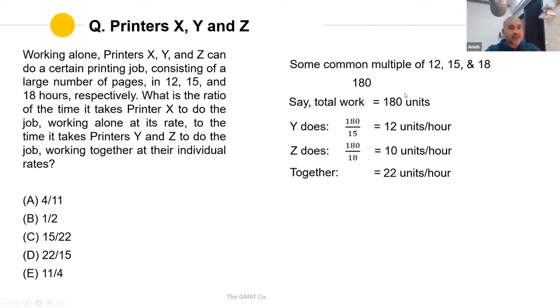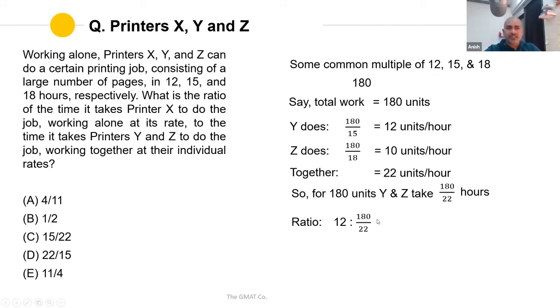So in order to finish off 180 units, how long would they have taken? For 180 units, Y and Z together would take 180 divided by 22 hours. That's the time. Now what we need to figure out is the ratio. So ratio of X's time remains 12 hours only. I don't need to actually worry about X and do anything with X. Right? Because end of the day, what I need to figure out is the ratio of the times. So I already have X's time of 12 hours. That remains as it is.